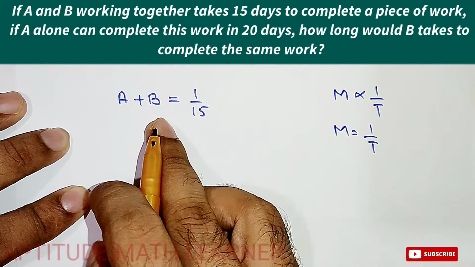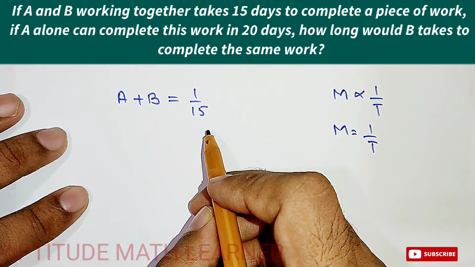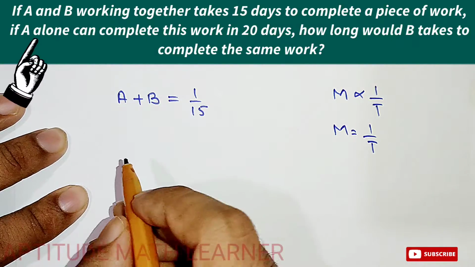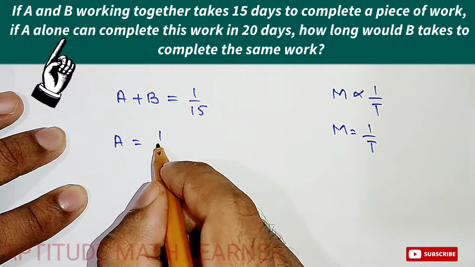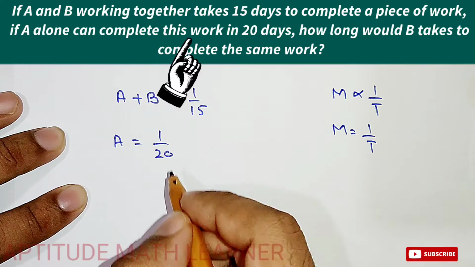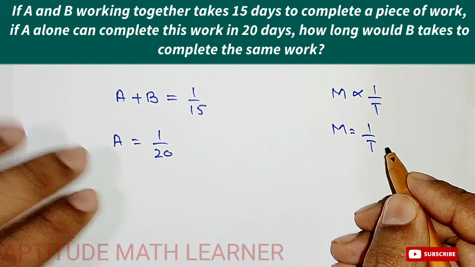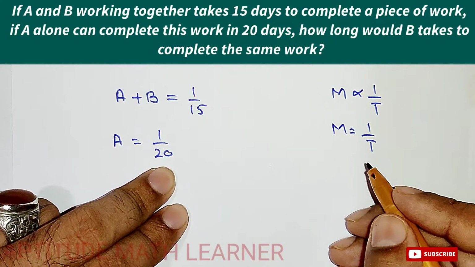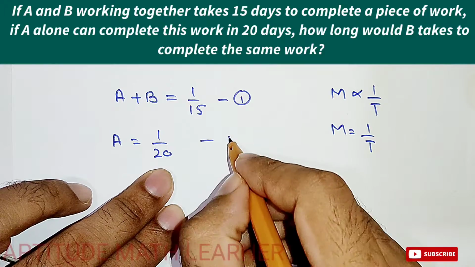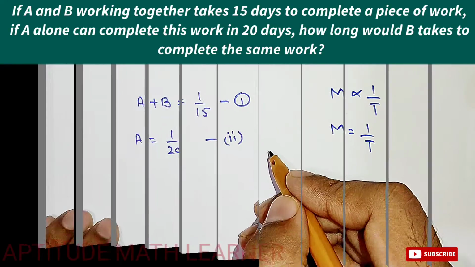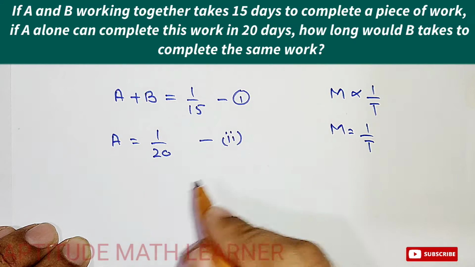So A and B can complete a job in how many days? In 15 days. And A alone can complete the job in 20 days. So this represents the inverse of the time. We take this as equation number 1 and this as equation number 2. A is equal to 1 upon 20. So putting the value of equation 2 in 1.